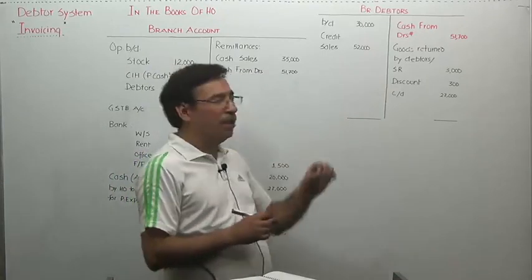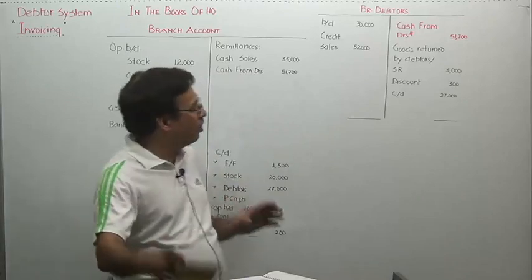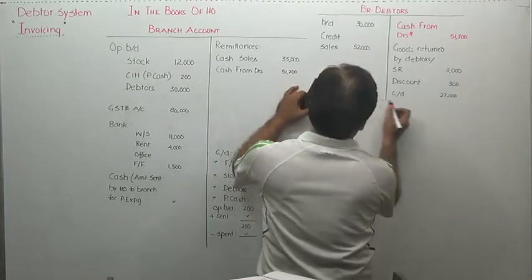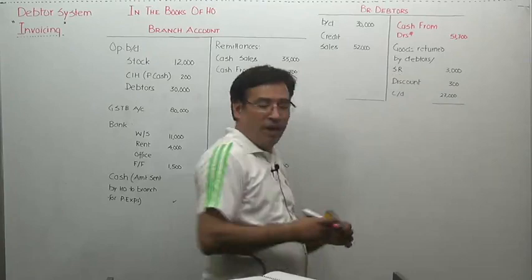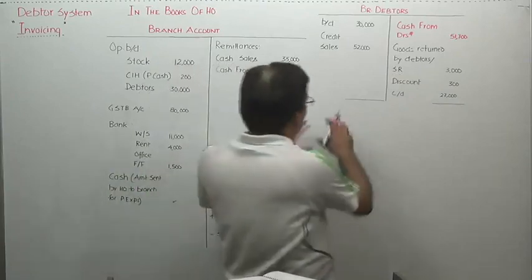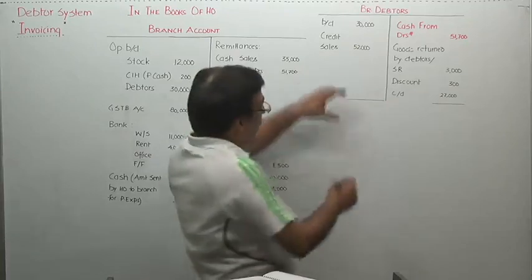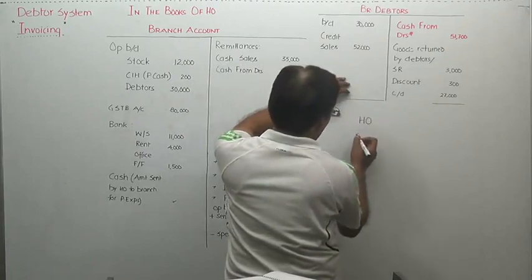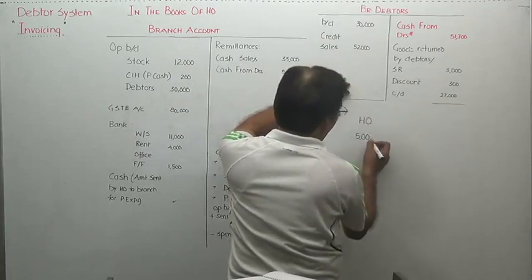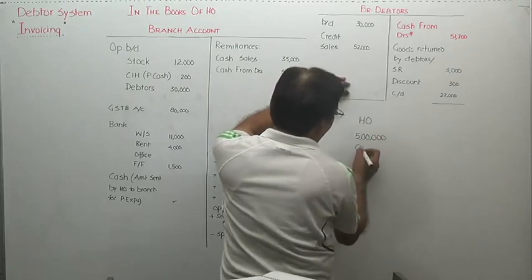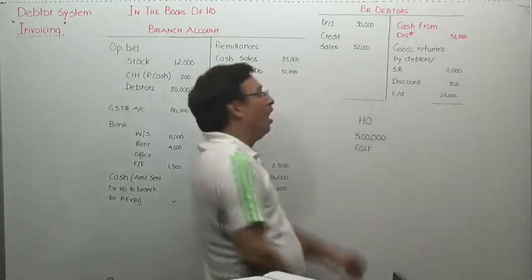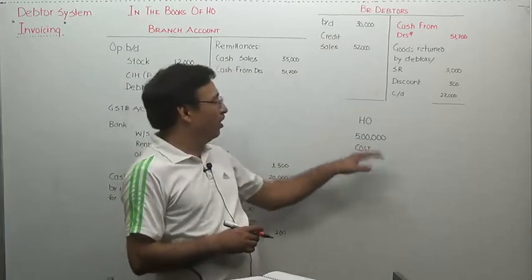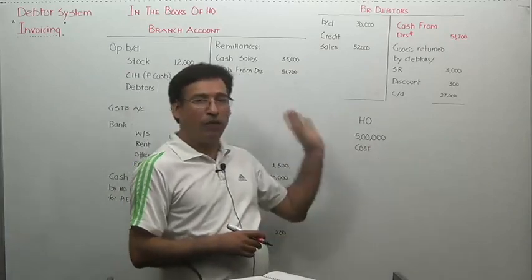So invoicing is a technique which is generally adopted by the organization to hide their profits from respective components of the business. In this case, component means branch, correct? Just pay attention. I am deviating from the solution now. Suppose there is a head office and head office sent 5 lakh worth of goods, 5 lakh is the cost price, correct? I am taking a general discussion now. I am not talking about this particular question, I will complete it later.